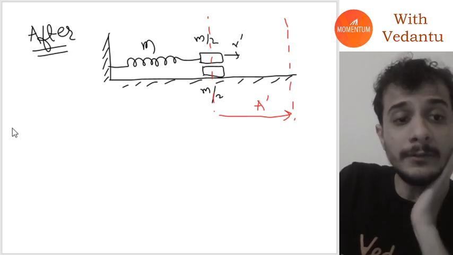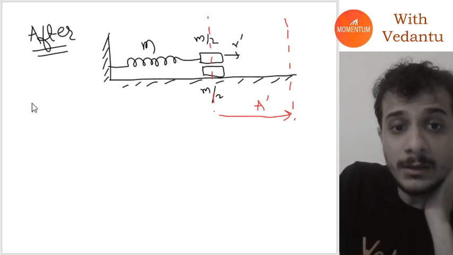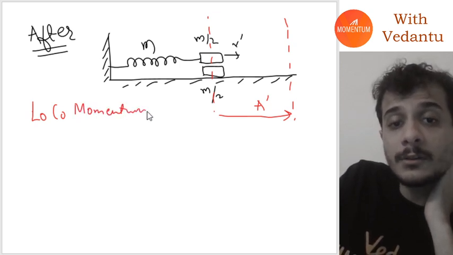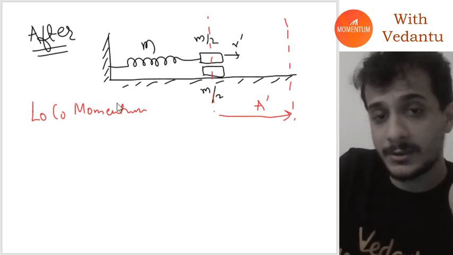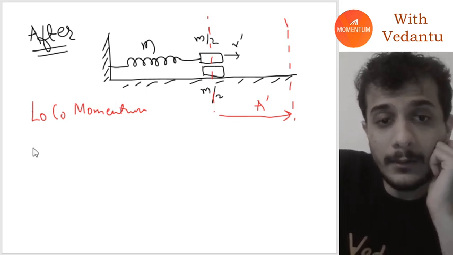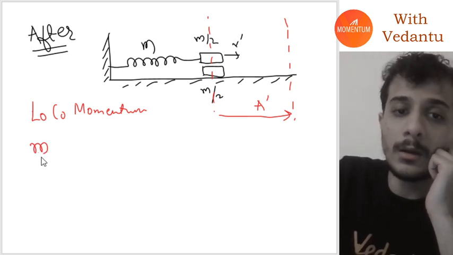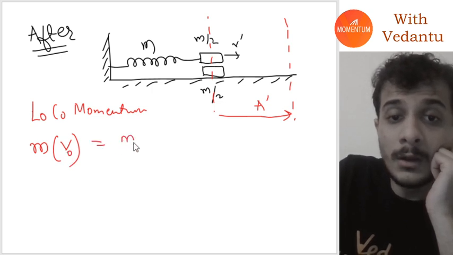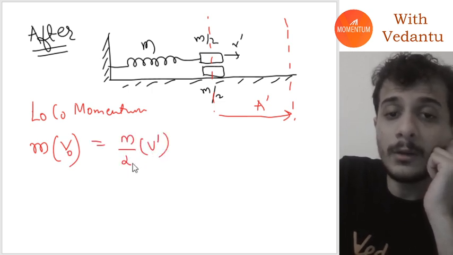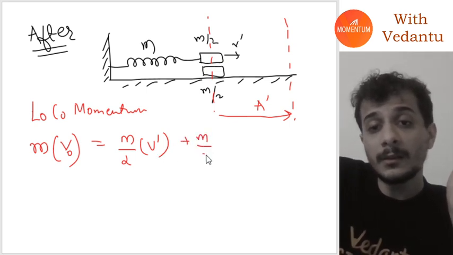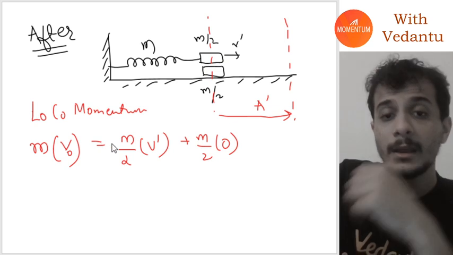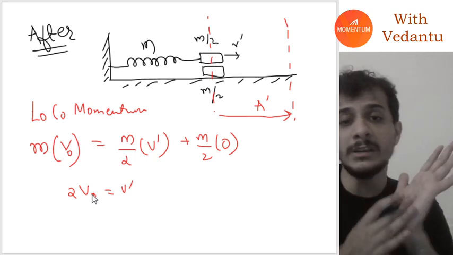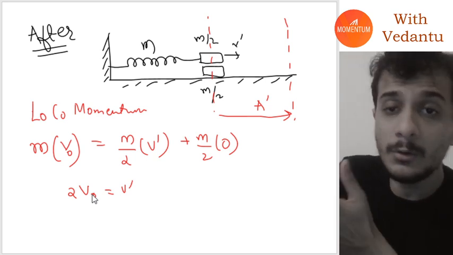Now first of all, if I try to calculate V dash, what can I use? I can use the law of conservation of momentum. What I can write is that the initial mass into the initial velocity V naught is equal to the final mass into the final velocity plus the other mass into the velocity of the other mass, which gives me V dash is equal to 2V naught. I hope everybody understands here, guys.